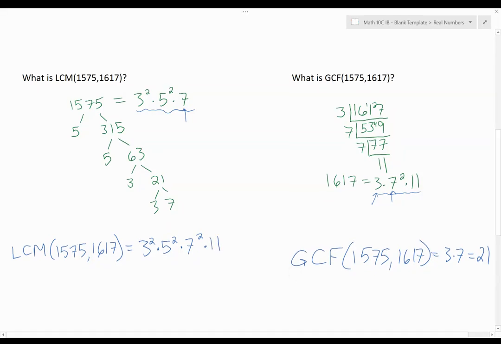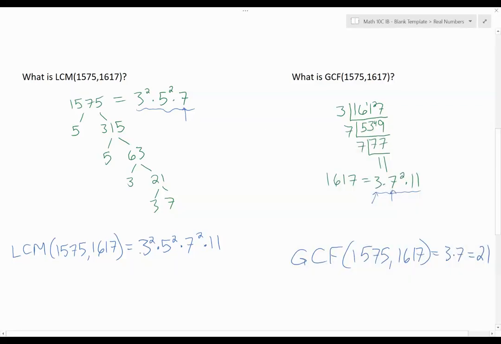So now what I can see is within all of these factors, I do have 3 squared times 5 squared times 7. I have an extra 7 and an 11, but I have at least 1575 and then a little bit more, so it is a multiple of 1575. And I have 3 times 7 squared times 11, along with an extra 3 and a couple of 5s, so that is a multiple of 1617. So the least common multiple of these two numbers is 3 squared times 5 squared times 7 squared times 11.